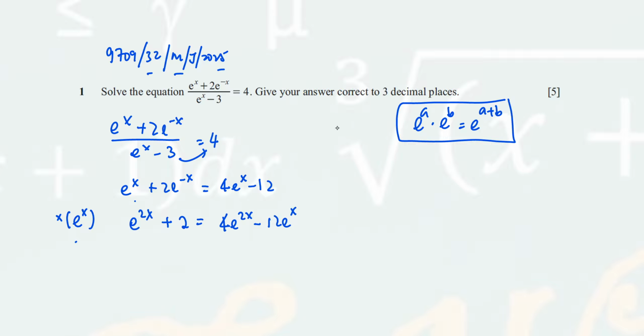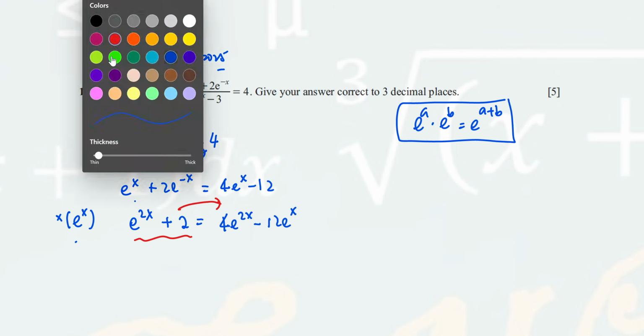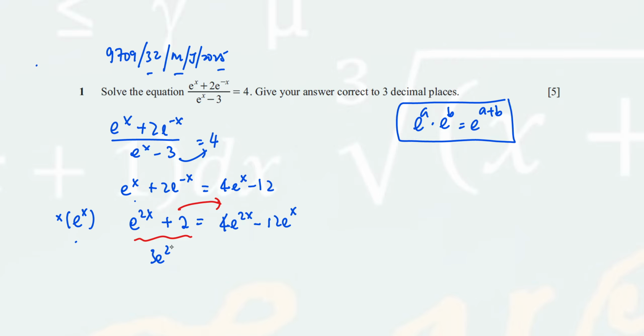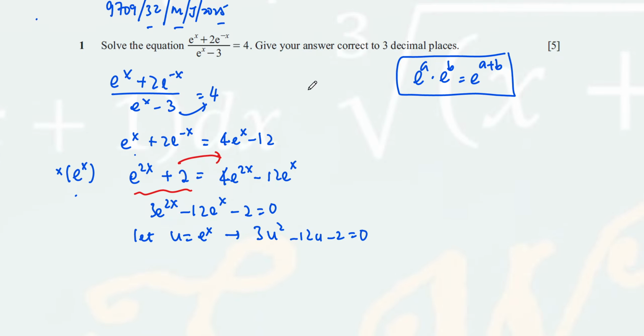Okay, then from here, I will just move all the terms to one side. That means I will be moving the terms on the left hand side to the right side. Then I will be getting 3e^(2x) minus 12e^x minus 2 equals 0. Okay, and now here, I will let u equals e^x. Therefore, you will be getting 3u squared minus 12u minus 2 equals 0. And this is a quadratic equation.